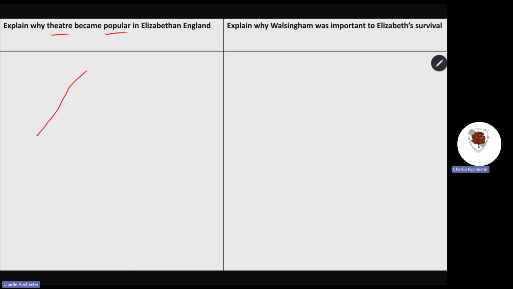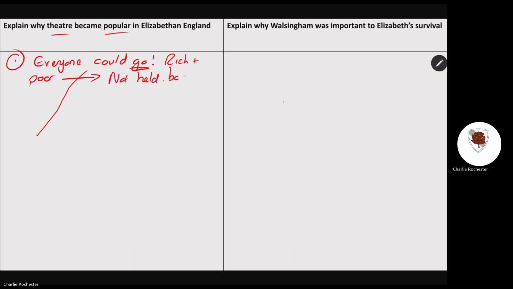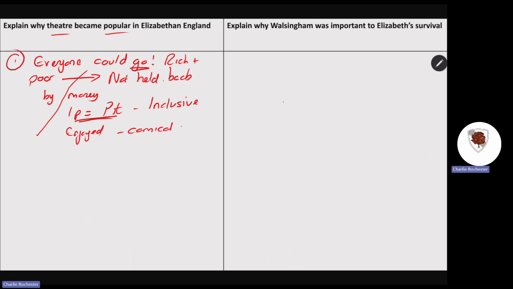So there's a few things to consider here. Number one, everyone could do it. Everyone could go. Rich and poor were not held back by money. Remember, 1p could get you a seat in the pit. This showed that the theatre was inclusive and people especially enjoyed the more comical plays, not secular, so religious, that was on.